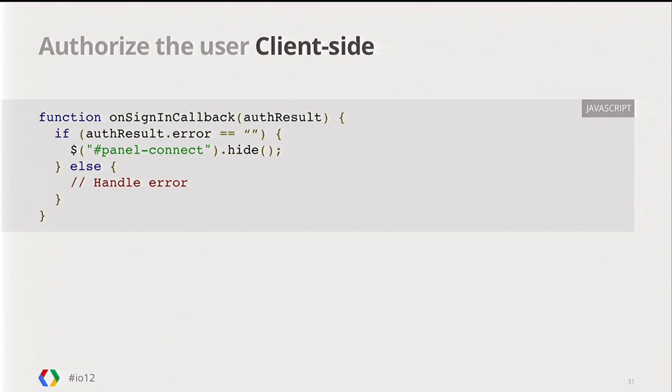Just a preview of that: the one you really want to make sure to handle is if the user doesn't give you authorization. If they don't authorize, you're going to want to handle that in a special way, like ask them why, or tell them to try again, or explain what you're trying to do here.